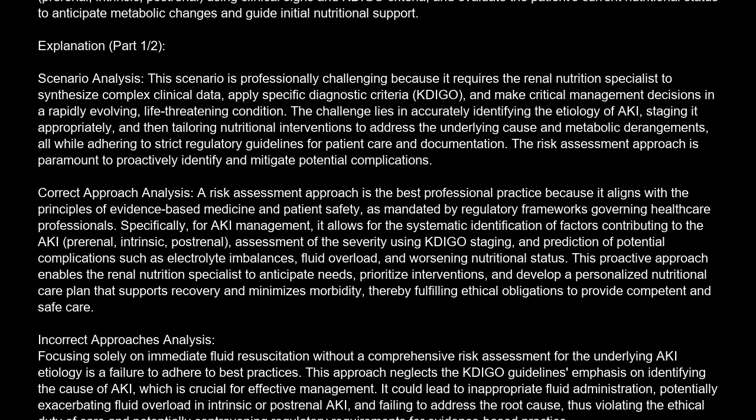Incorrect approaches analysis. Focusing solely on immediate fluid resuscitation without a comprehensive risk assessment for the underlying AKI etiology is a failure to adhere to best practices. This approach neglects the KDIGO guidelines' emphasis on identifying the cause of AKI, which is crucial for effective management. It could lead to inappropriate fluid administration, potentially exacerbating fluid overload in intrinsic or post-renal AKI, and failing to address the root cause, thus violating the ethical duty of care and potentially contravening regulatory requirements for evidence-based practice.